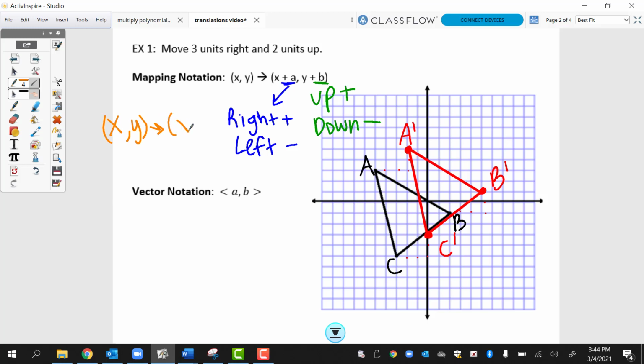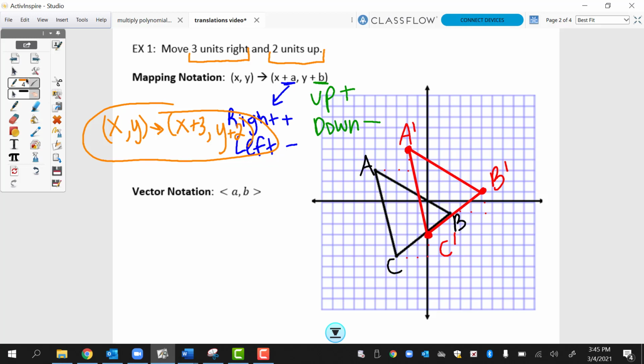Here we go. So we have X. Now we said we moved 3 units to the right. So that's my right left number. If it was to the right, that means plus 3. So plus 3, comma, my Y number. My up, down. Did I move up or down? Well, here's my 2 units up. Up means that's a positive 2, close parentheses. That's how I write mapping notation. Okay.